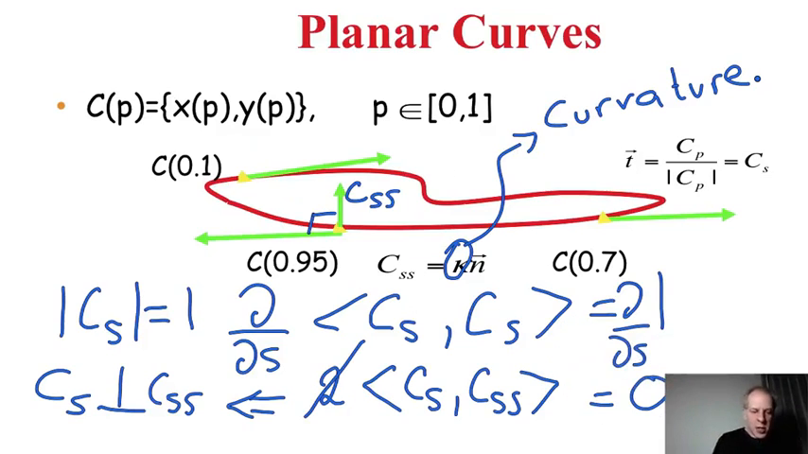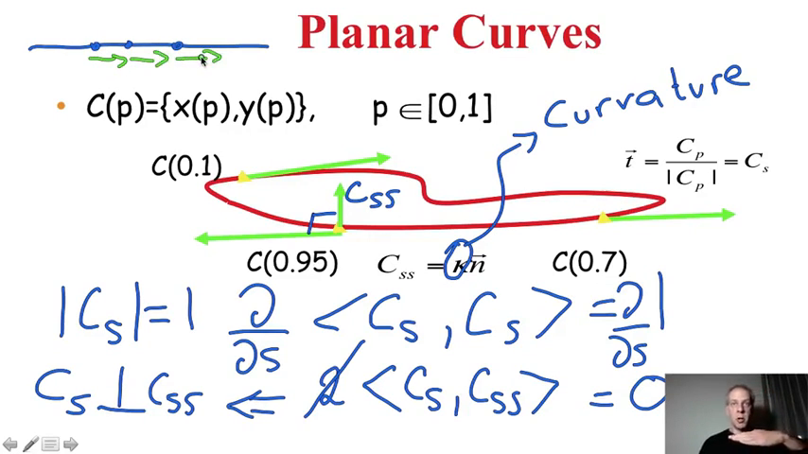So what's the tangent of a straight line? At every point, the tangent is in the same direction. It's in the direction of the line. So the change of tangent, the second derivative, is 0. So a straight line has zero curvature.